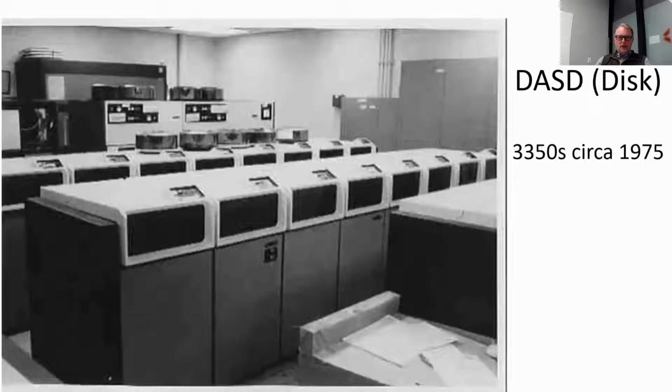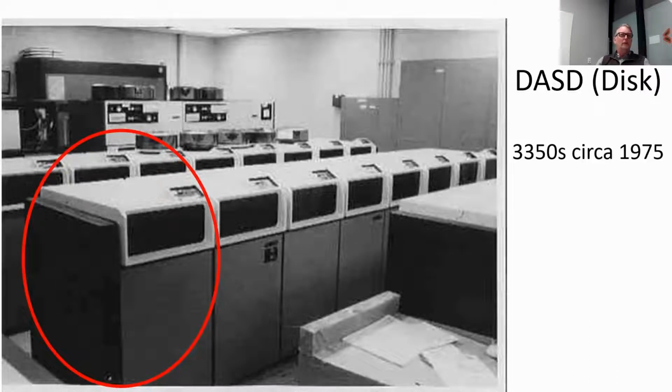All right, so what are some of the things that are connected to the mainframe? I'm showing this picture of a very old data center with DASD devices. That's how you would pronounce it, DASD, and that is a direct access storage device. That's a disk. So this is from circa 1975. And each one of these machines is about a 3 gig hard drive.